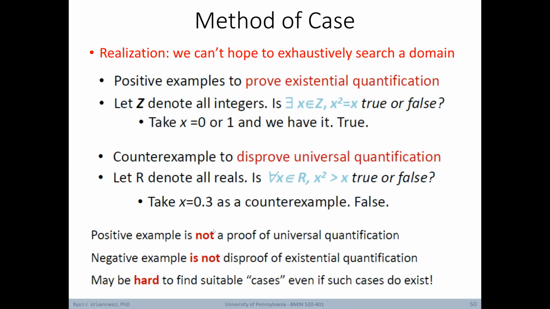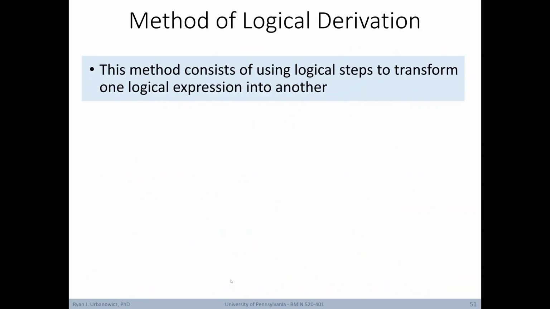Importantly, a positive example is not a proof of universal quantification. So for instance, if we had tried a value of x is 3 here and gotten a true value, it doesn't prove this formula to be true. Also importantly, a negative example is not disproof of an existential quantification. It may be hard to find suitable cases to prove or disprove some of these examples, even if such a case does exist. The method of case is pretty impractical in a lot of situations, but can come in handy sometimes.